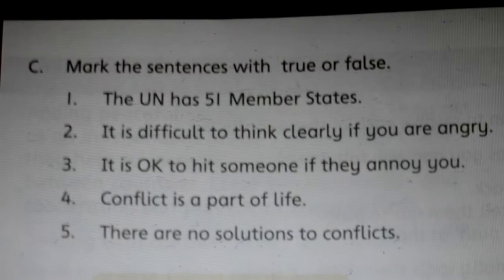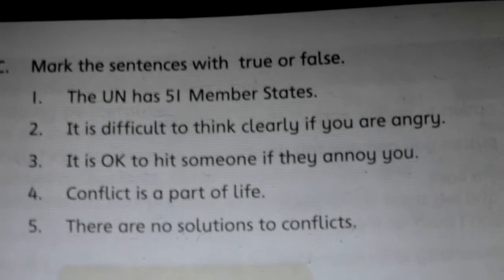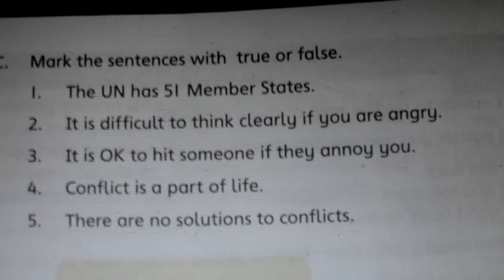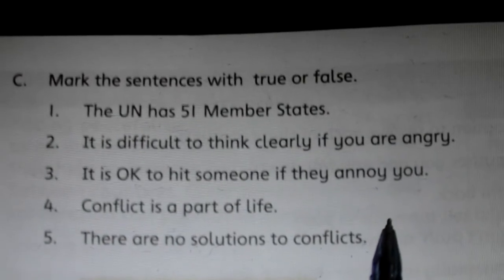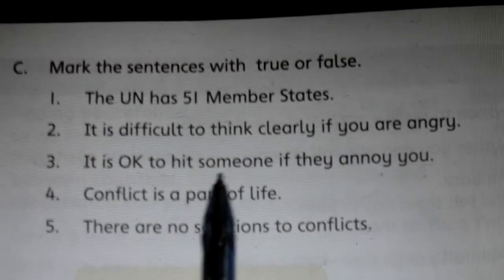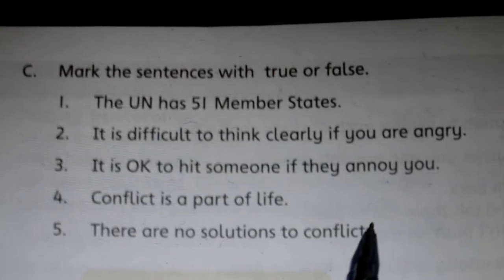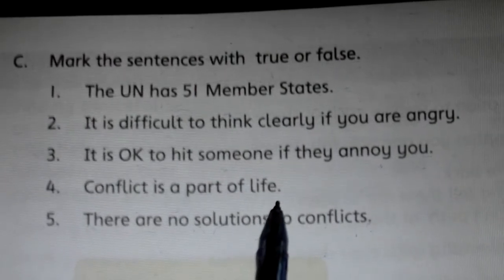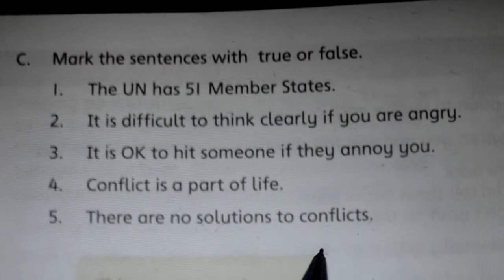Number C is mark the sentences with true or false. First one is the UN has 51 member states. And it is false. Number 2 is it is difficult to think clearly if you are angry. It is true. Number 3, it is okay to hit someone if they annoy you. And it is false. Number 4, conflict is a part of life. It is true. Number 5, there are no solutions to conflict. It is false.